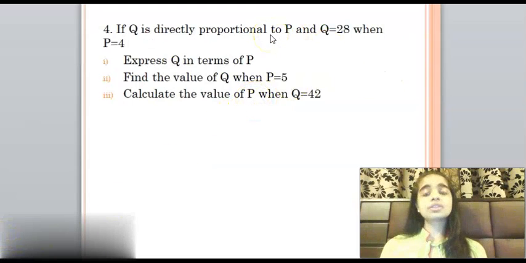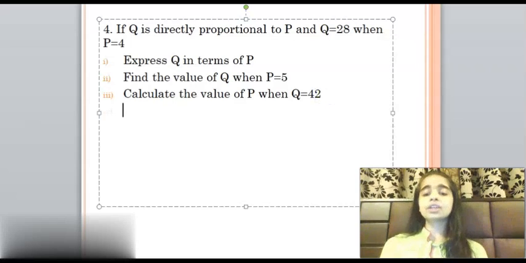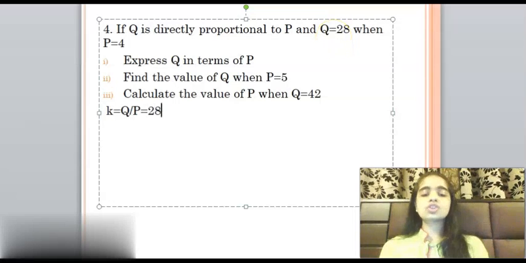So, let's read out this question. If Q is directly proportional to P and Q is equal to 28 when P is equal to 4, express Q in terms of P. So, again we will find out the constant k value. In this case, our constant k will be Q upon P because we need to express Q in terms of P. So, Q upon P. What is our Q value? It is 28. So, 28 divided by 4, which is 7. So, our k is 7.